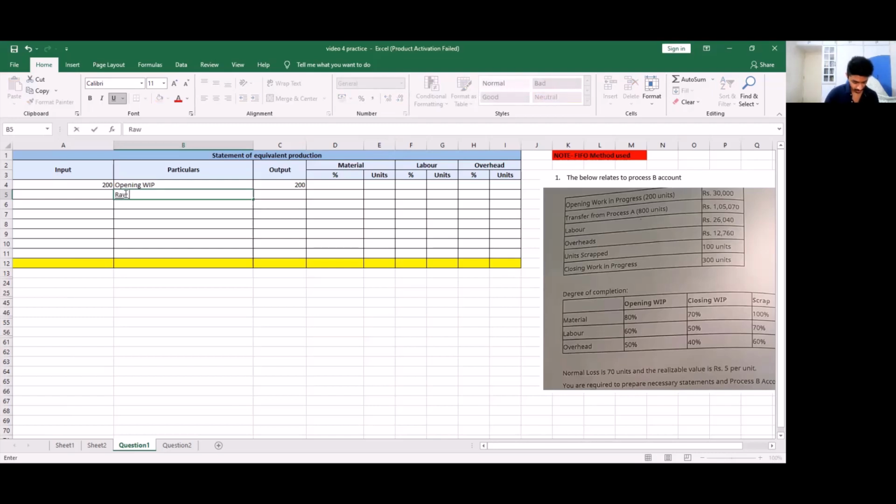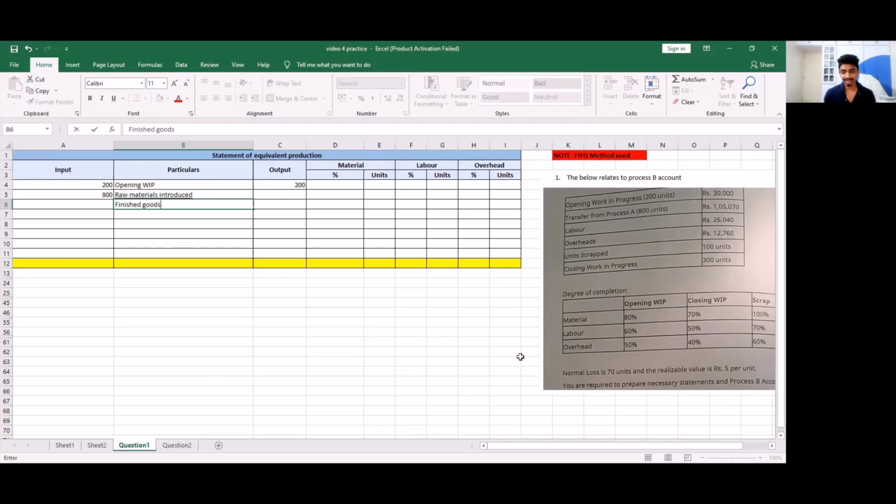So we write raw materials introduced, and this is our input. So we will write it in our input column. We have 800 units. This raw material will go on to become our finished goods.